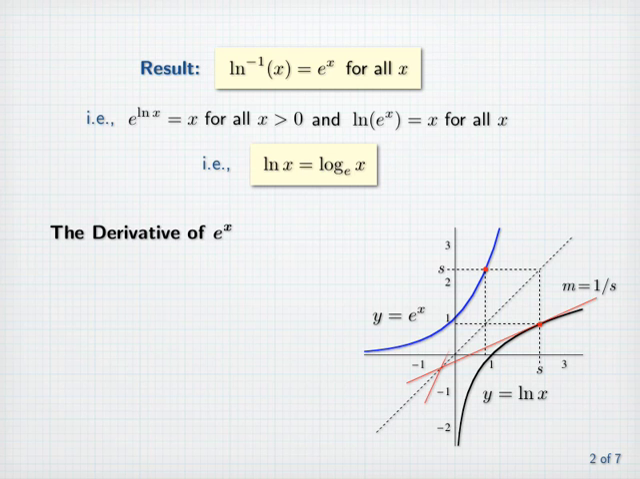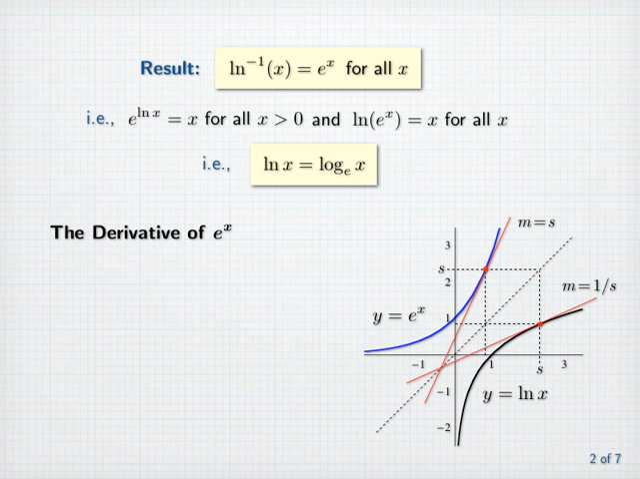Now, the tangent line to the graph of e to the x at the point with y-coordinate s is the reflection of the tangent line to the graph of natural log of x at s about the line y equals x, and so the slopes of the two lines are reciprocals of each other. Thus, the slope of the tangent line to the graph of e to the x at the point with y-coordinate s is 1 over 1/s, or s, but s equals e to the x-coordinate of that point. In other words, the slope of the tangent line at x is equal to e to the x. So the derivative of e to the x is e to the x.